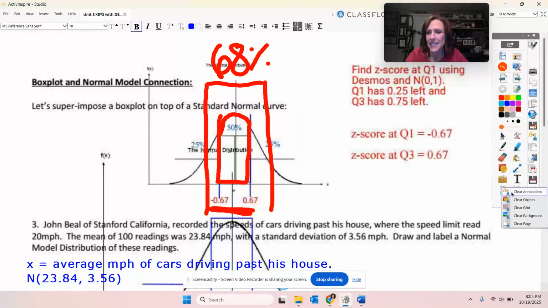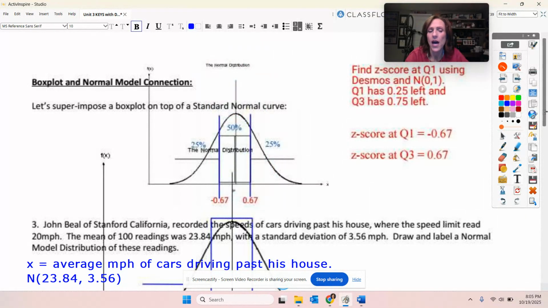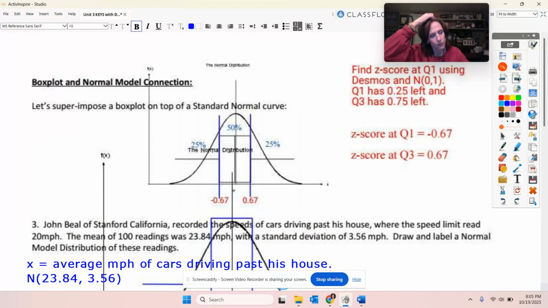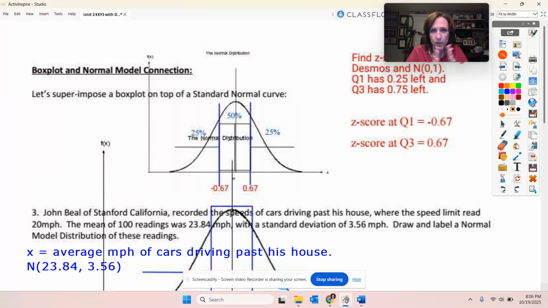All right, we are going to do part 2 of our Unit 3, Day 4 notes. It is the connection of boxplot and normal model. So we're going to superimpose a boxplot on top of the normal model. Now, I want you to keep in mind that in the middle of the box is that 50%.